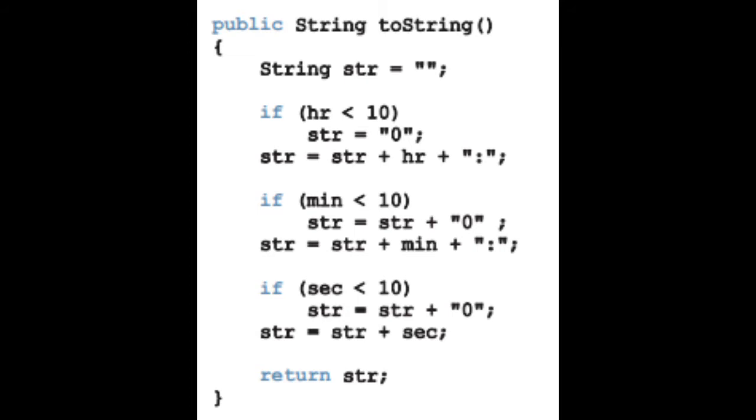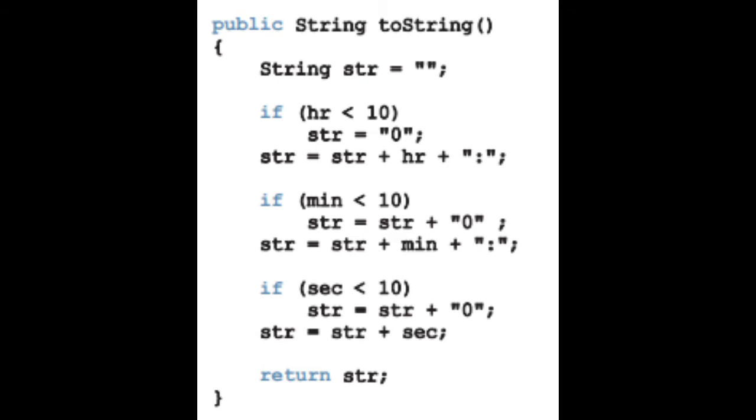public String toString(): String str = ""; if hr is less than 10, str = "0"; str = str + hr + ":"; if min is less than 10, str = str + "0"; str = str + min + ":"; if sec is less than 10, str = str + "0"; str = str + sec; return str. In the preceding code, str is a string variable used to create the required string.